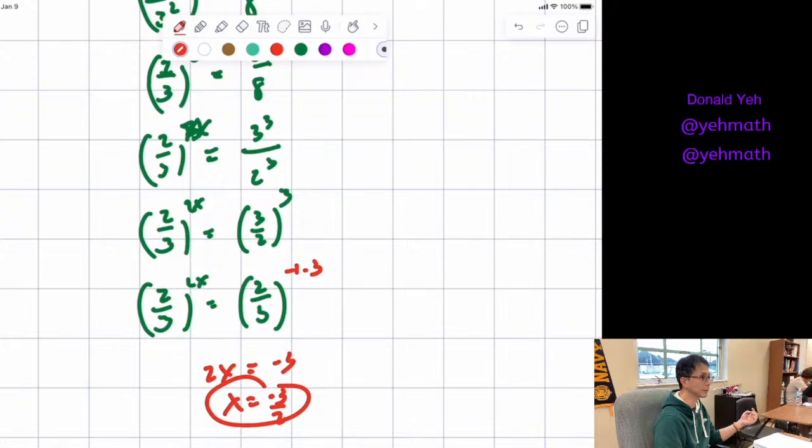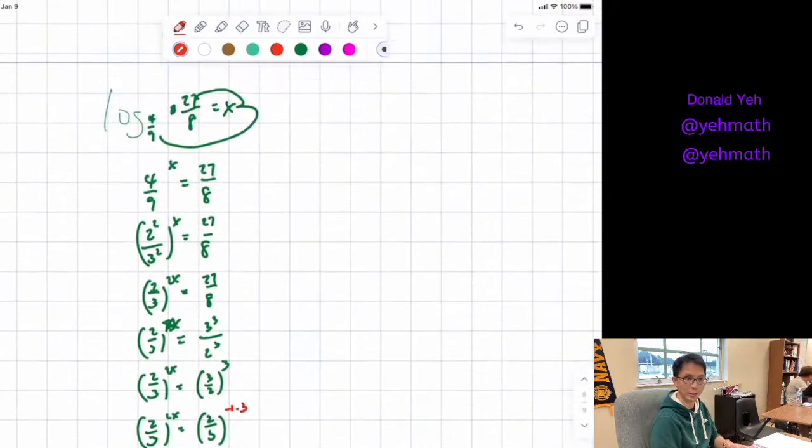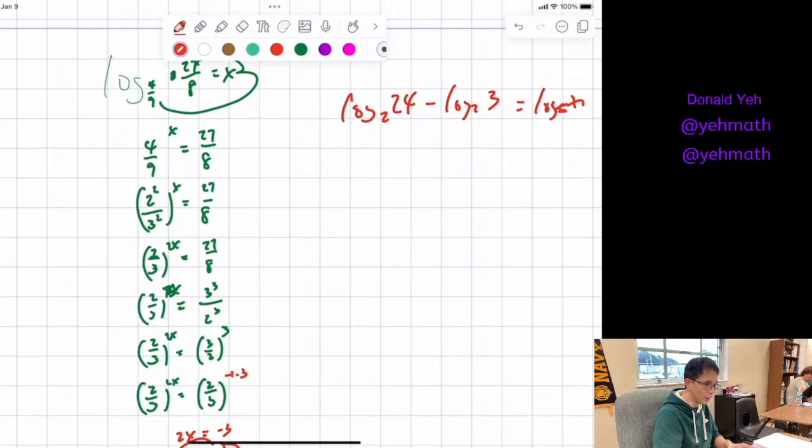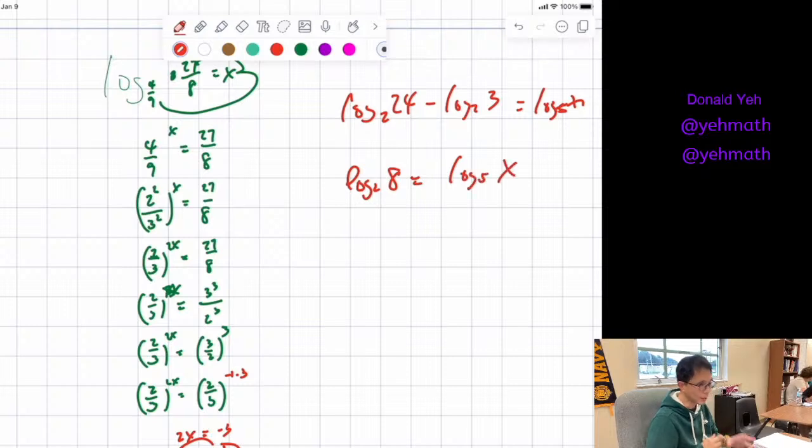Any questions about here? Let's talk about the first question again. Log base 2 of 2 to the 24, minus log base 2 of 8, equals log base 5 of x. Now this is very good for here. Log base 2 of 8 equals log base 5 of x.